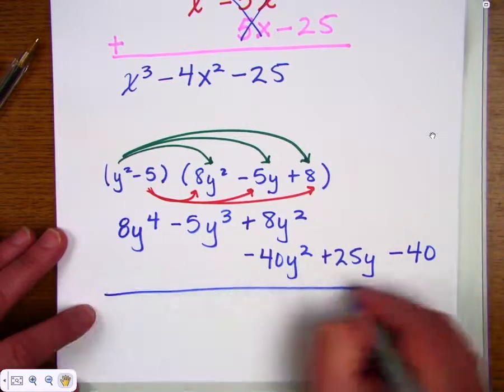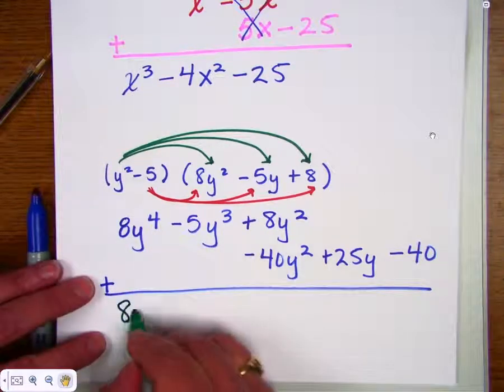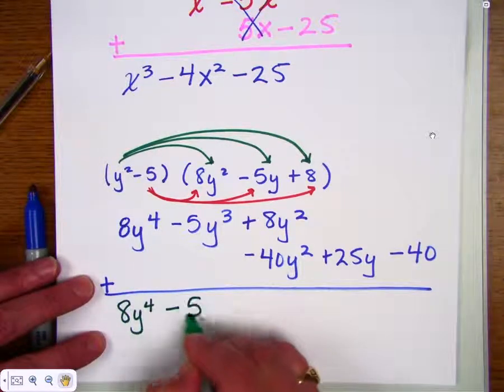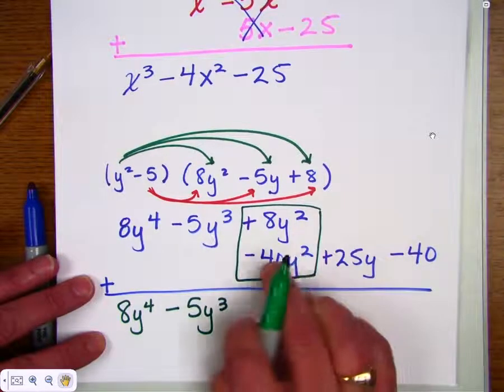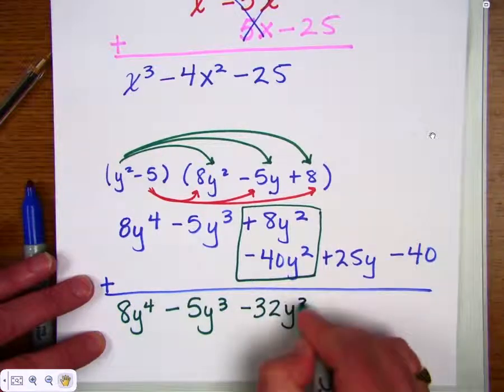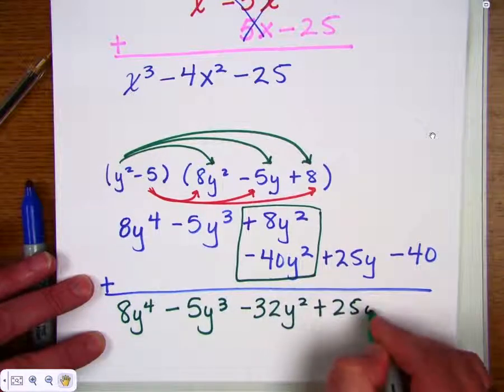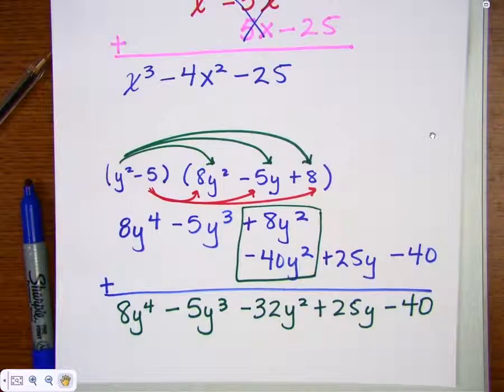And now I can just add these up. 8y to the 4th, nothing to combine that with, nothing to combine this with, but now these two I can combine. Negative 40, positive 8 gives me a negative 32. Nothing to combine that with, and nothing to combine that with. So that would be our final answer.